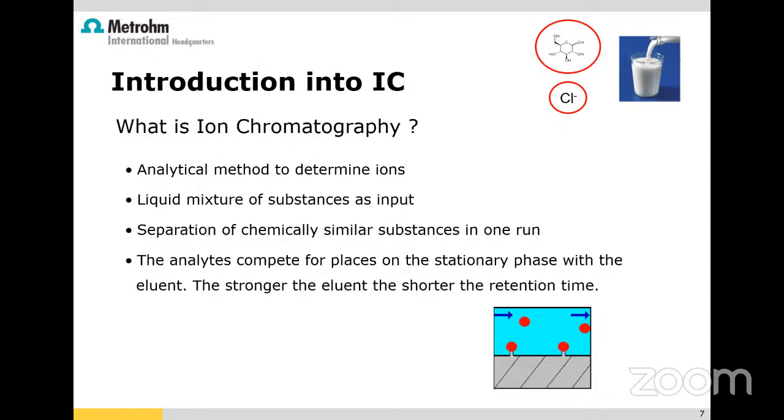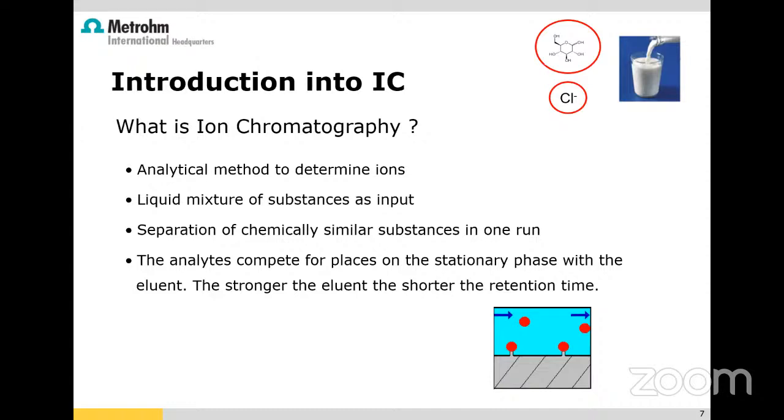We are separating the mixture between the stationary phase and the mobile phase, and they have an interaction, and then after some time, due to some chemical reaction, or it can be adsorption or anything, based on the type of affinity, they are moving into the mobile phase and stationary phase.